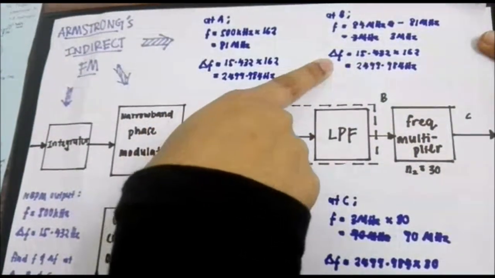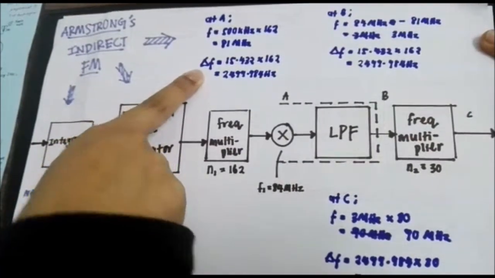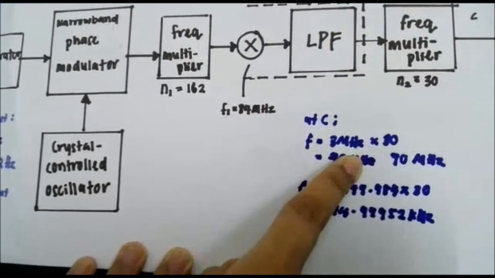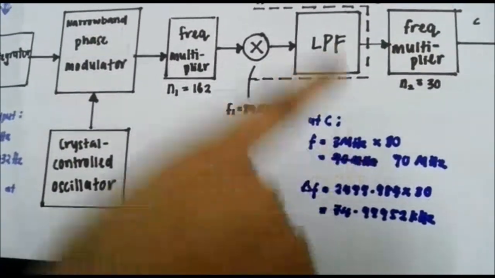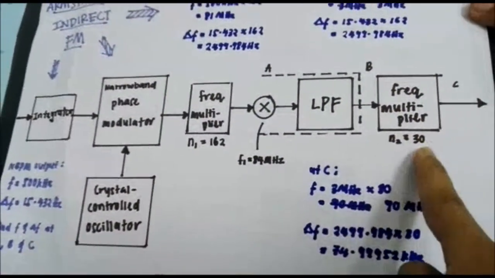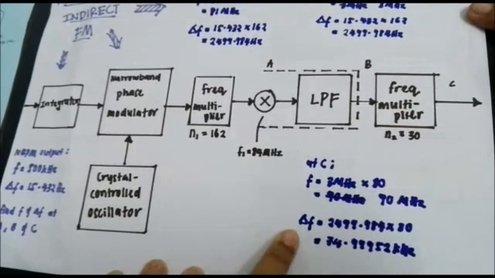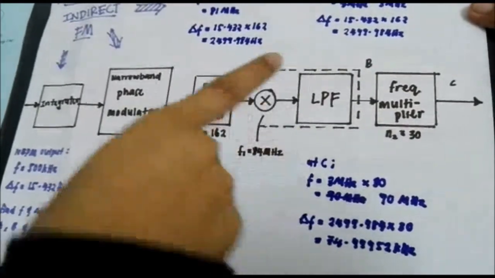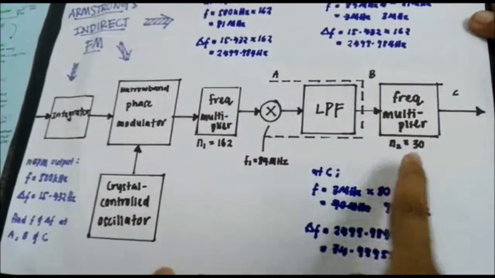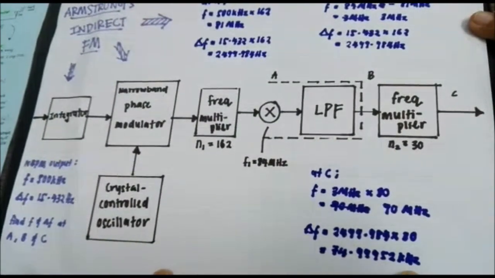For frequency deviation, it's the same as the frequency deviation at A. So at C, we can see that frequency equal to 3 MHz. We take from frequency B. B is 3 MHz, times 30. So it will equal 90 MHz. And frequency deviation, we take from B, 2499.984 times 30, and it will equal 74.99952 kHz.